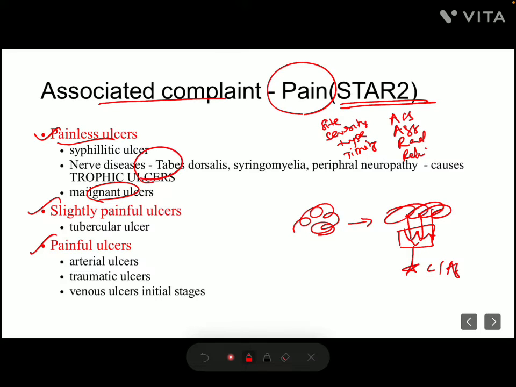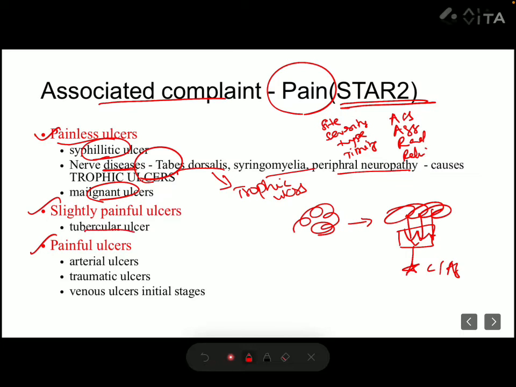In nerve diseases, like in case of Tabes dorsalis, syringomyelia, peripheral neuropathy, they are likely to cause trophic ulcers. As I already told you, they lose the peripheral sensations. So repeated trauma causes callus and thereby trophic ulcers. In these patients, as these are nerve diseases and they impair the functions of neurons, even pain conducting neurons are going to lose their function. So these ulcers are more likely to be painless. Again, syphilitic ulcers are painless.